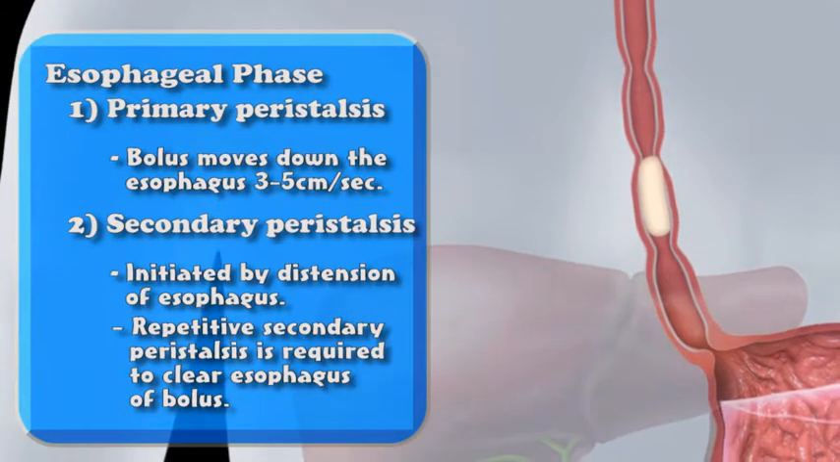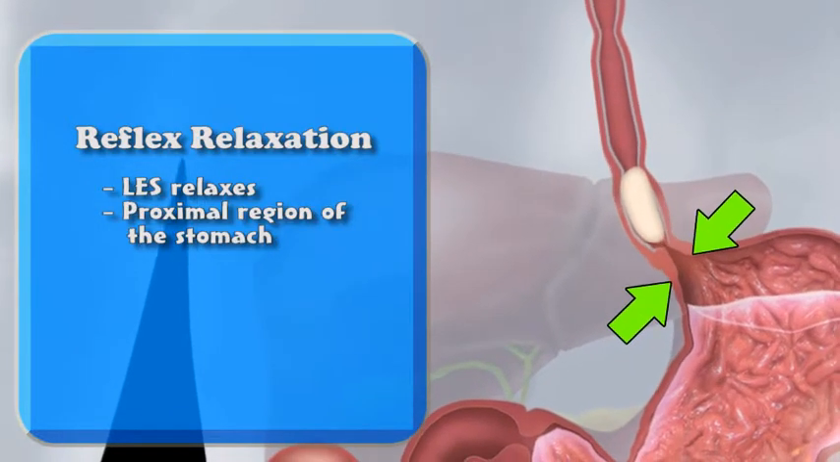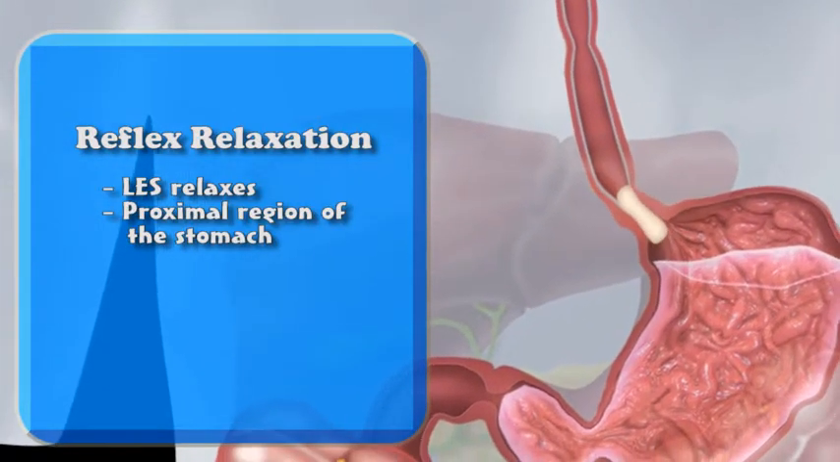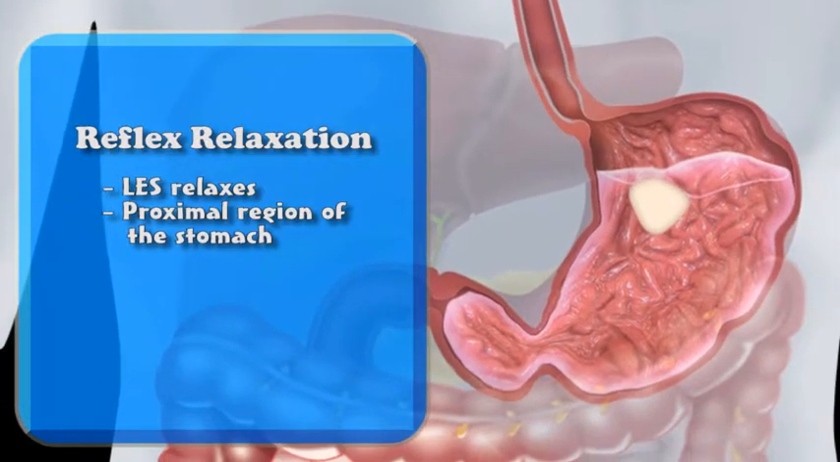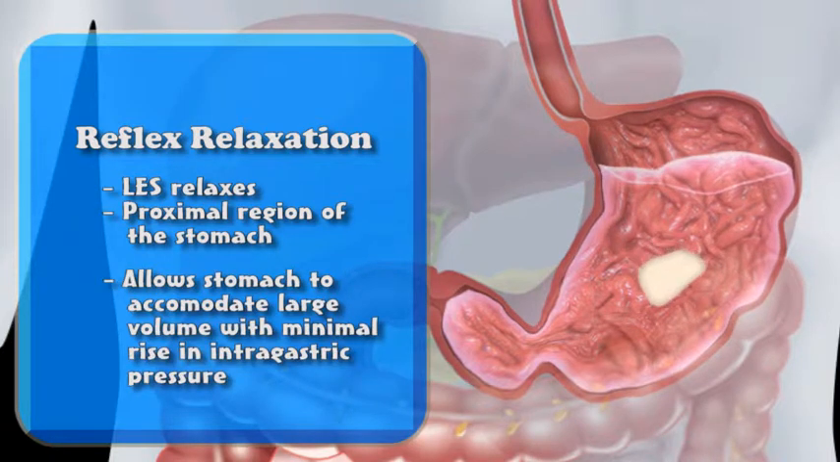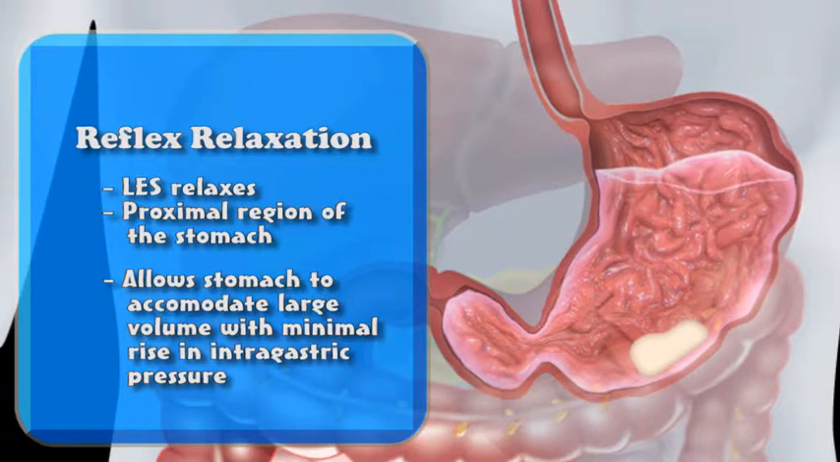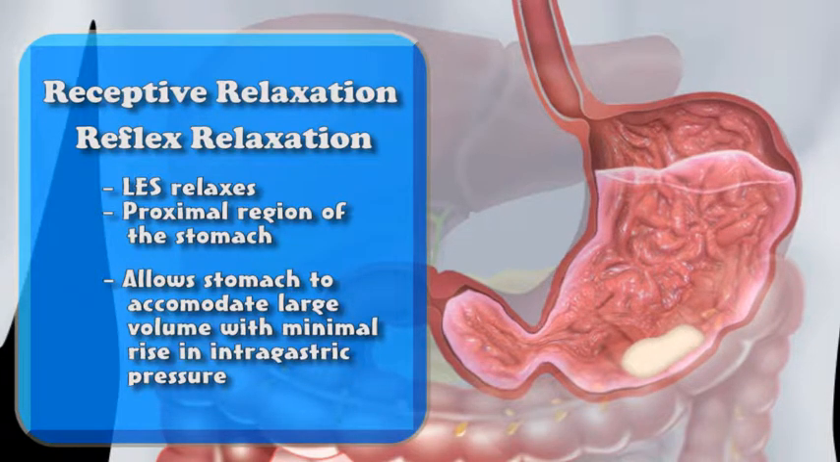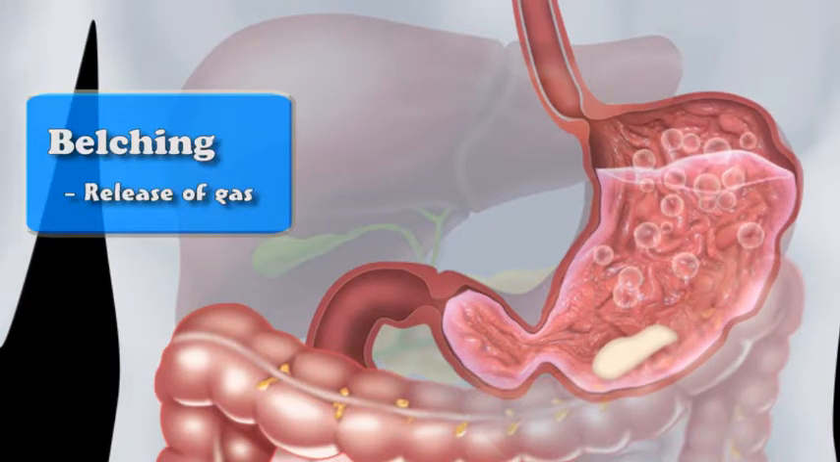The swallowed bolus also stimulates reflex relaxation of the lower esophageal sphincter and the most proximal region of the stomach, propelling the bolus towards the stomach. This relaxation happens at the same time with each swallow to allow the stomach to accommodate large volumes with a minimal rise in intragastric pressure, a process called receptive relaxation. This is also accompanied by a release of gas, called belching.